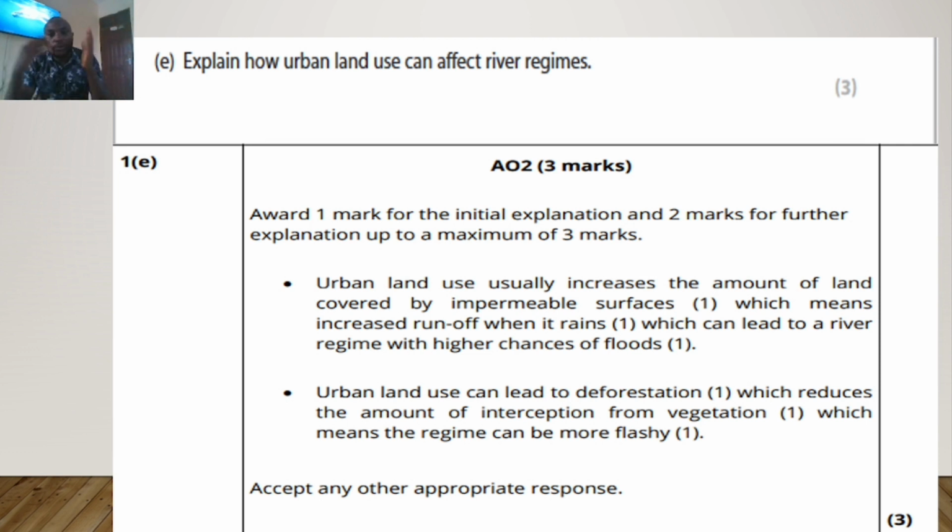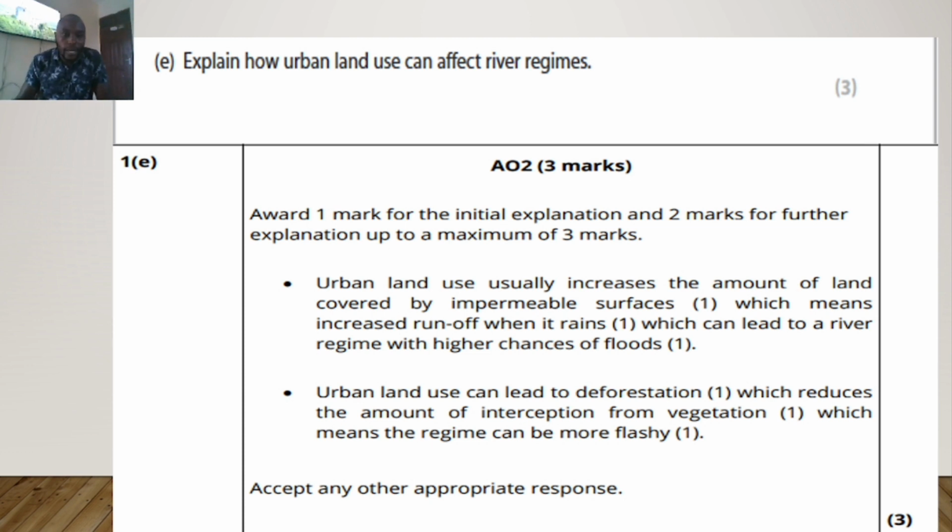Okay, urban land use, what can it do? It can increase the amount of land covered by impermeable surfaces. And then what happens? Remember, you're explaining, you want to scoop all the marks. It means increased runoff when it rains, which can lead to a river regime with higher chances of floods. Understood? If you want to talk about lag time, talk about it there, because it can shorten the lag time, which can increase the river discharge, which can cause floods.